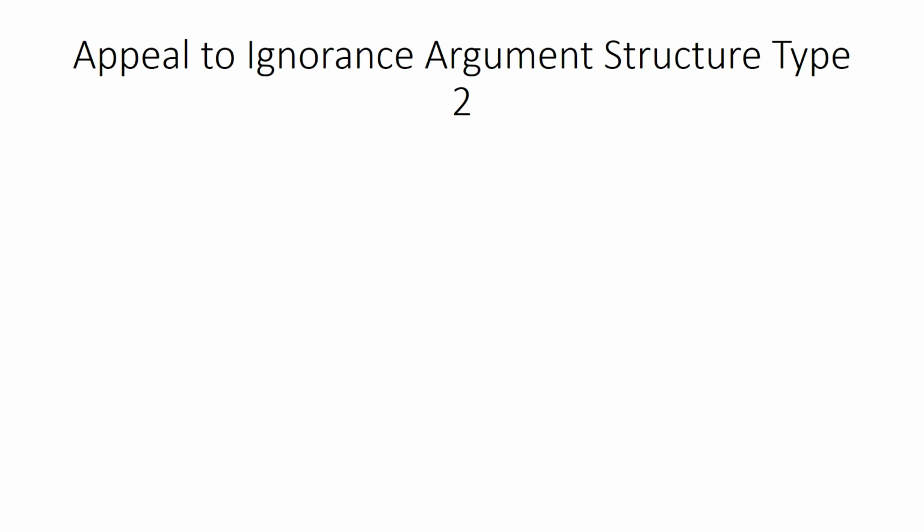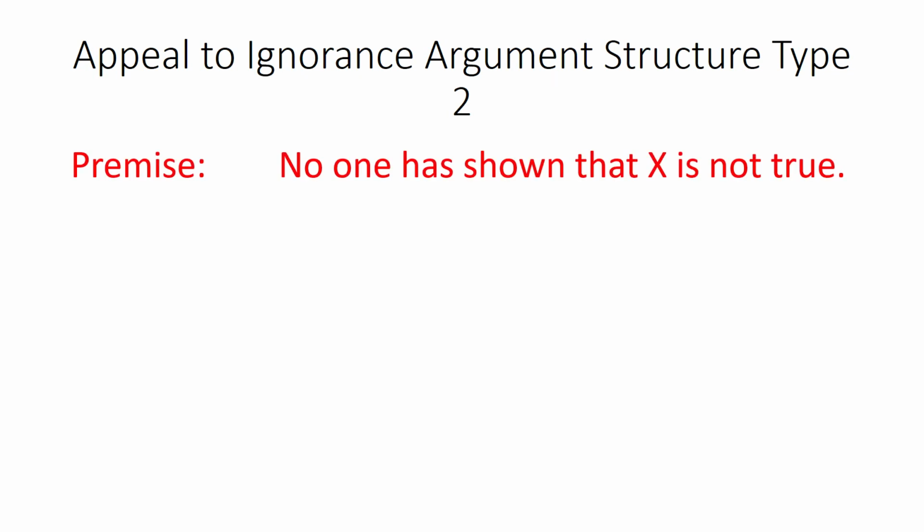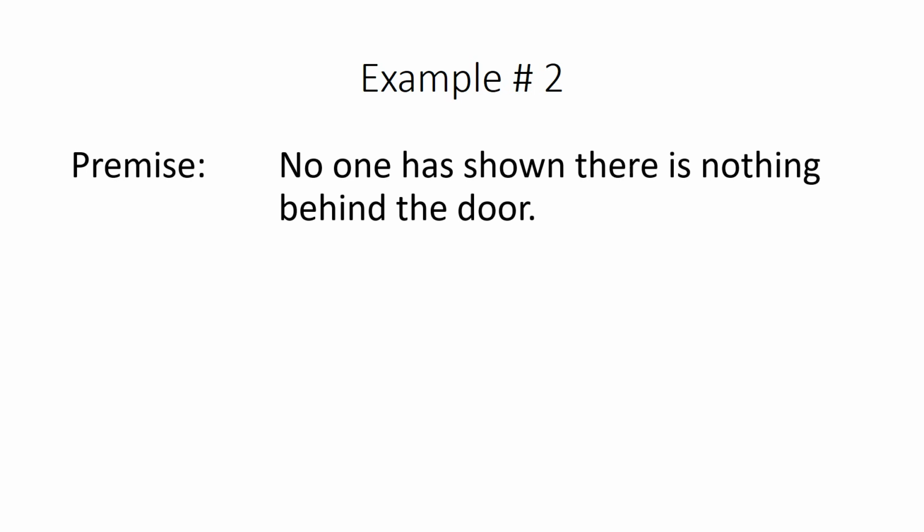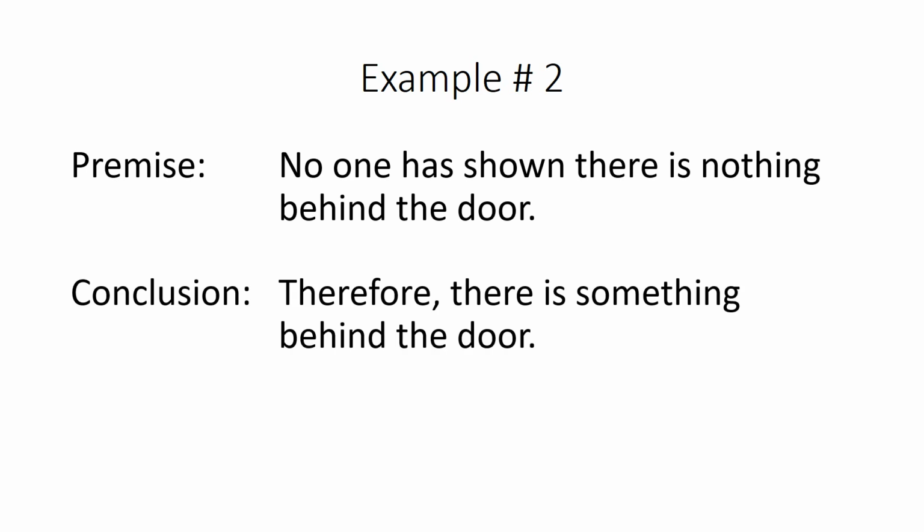Then there is a second type of structure for this argument. No one has shown that X is not true. Therefore, X is true. Again, X may be whatever you want it to be. So let's take another look using the same door as an example. No one has shown there is nothing behind the door. Therefore, there is something behind the door. Again, really, we don't know anything, so we can't say there is something, just like we can't say there is nothing. The reality is, there is an absence of evidence. We don't have any evidence to support it.